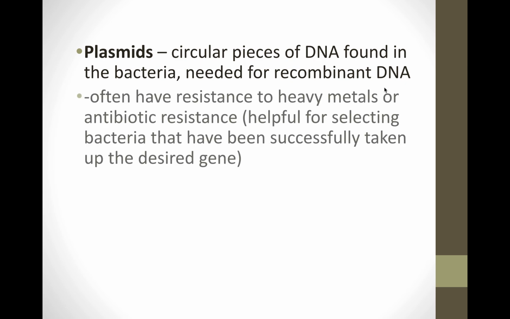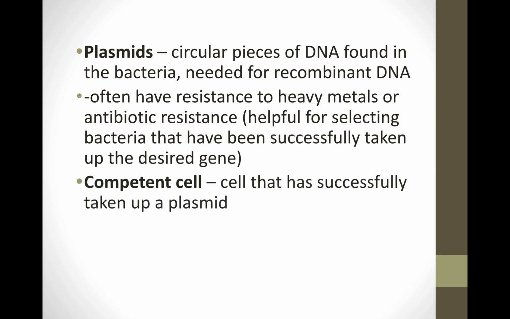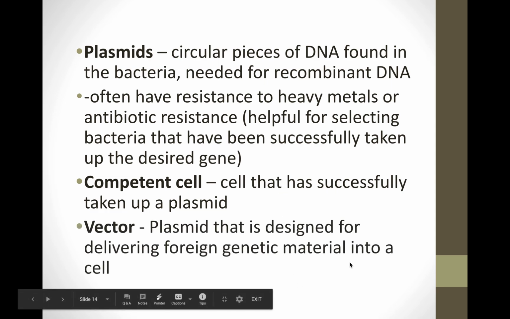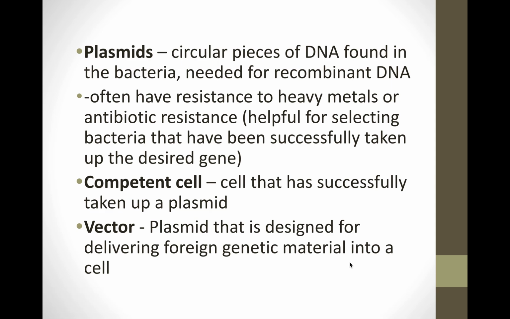These are called plasmids. They often have resistance to heavy metals or antibiotic resistance, and this makes it helpful for selecting the bacteria that have been successfully taken up. A competent cell is one that has successfully taken up the plasmid, and a vector is a plasmid that's designed for delivering foreign genetic material into a cell.